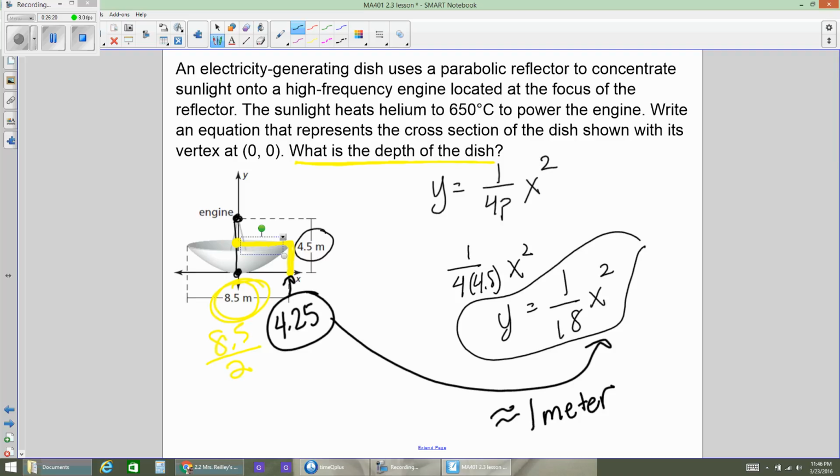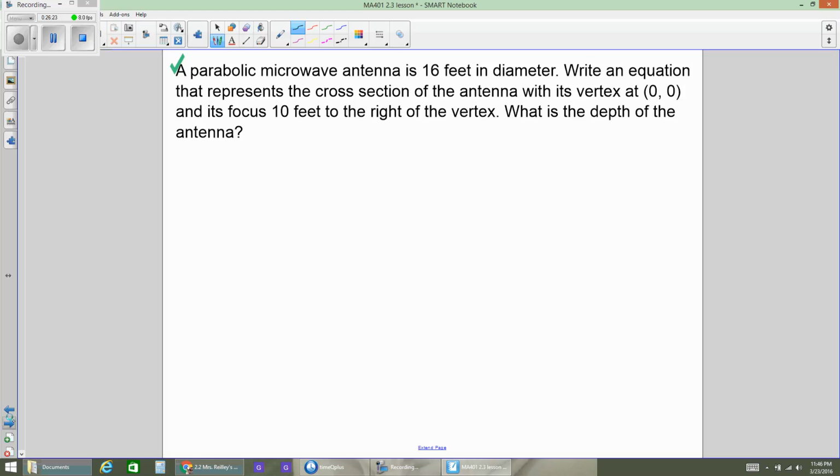All right, last problem, here we go. A parabolic microwave antenna is 16 feet in diameter. Write an equation that represents the cross-section of the antenna with its vertex at 0, 0 and its focus 10 feet to the right. Okay, that is important. So stop right now. Vertex at 0, 0, 10 feet to the right. The focus is always in the dish, which means this is a y squared. Okay, after we write the equation, we're going to find the depth of the antenna. You can draw a fancy picture if you want, but we really have what we need. So let's go ahead and get started here.